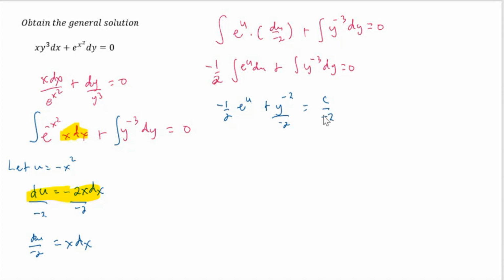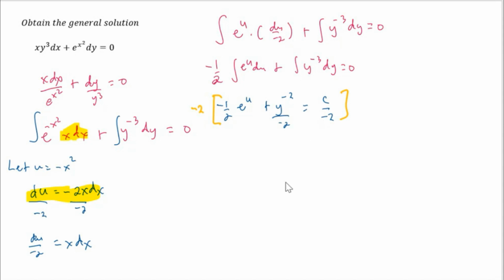Why do I write c over negative 2? Okay, I need to write it as c over negative 2 in such a way that we are anticipating that the negative 2 will be eliminated. So if we are going to multiply the entire equation by negative 2, that's the time we can eliminate the negative 2 and it will give us the original answer of c.